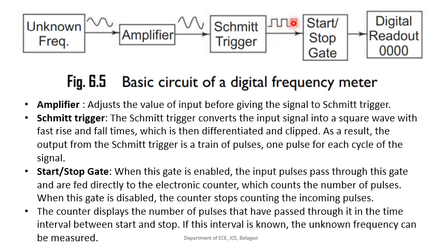Now the square waveforms which are produced are given to a start and stop gate. What a start and stop gate is we will see next, but what it does is it helps you count these pulses for a fixed duration of time. Depending on how many counts are read by this gate, that will be displayed using this digital readout.